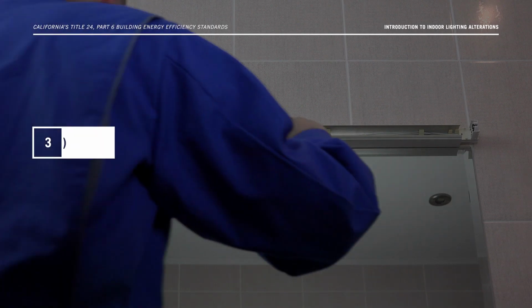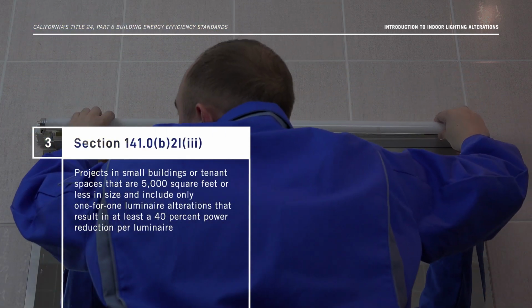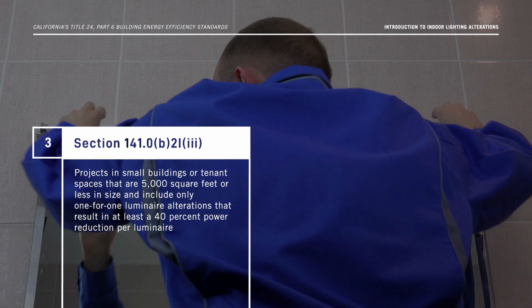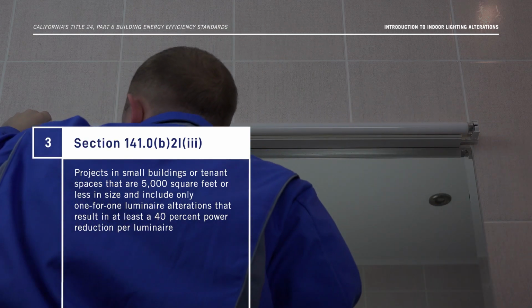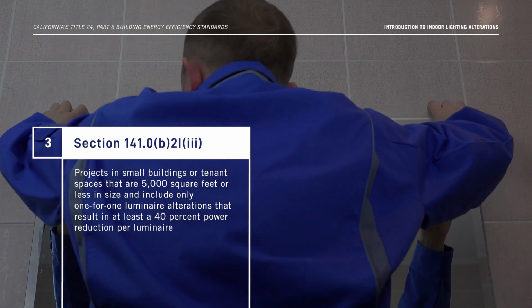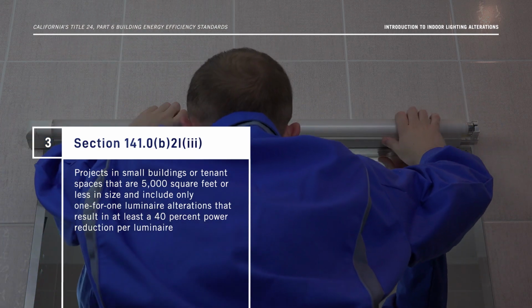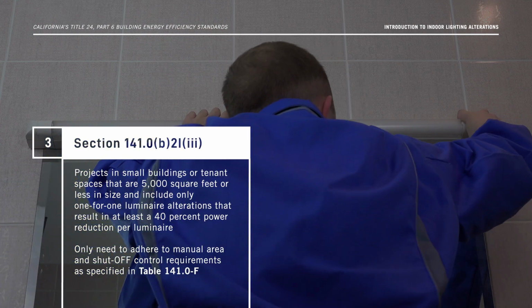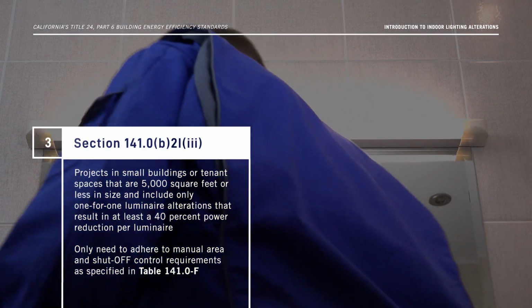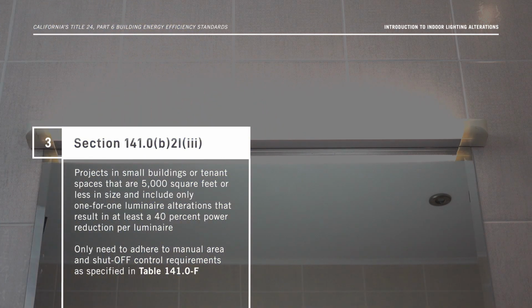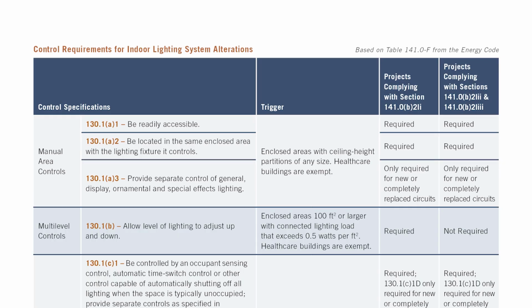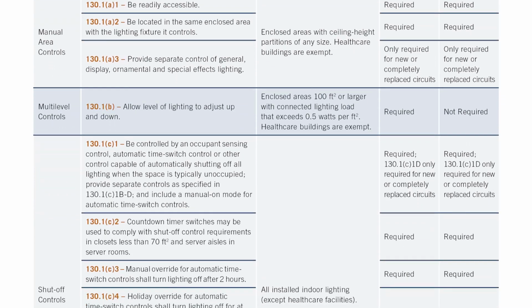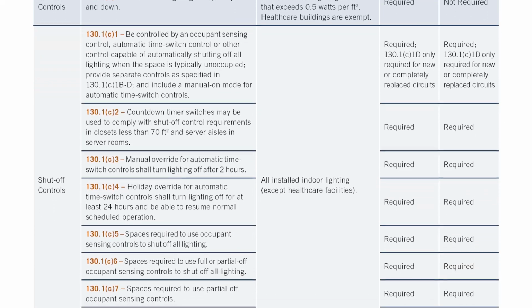Option 3 is for projects in small buildings or tenant spaces that are 5,000 square feet or less in size and include only one-for-one luminaire alterations that result in at least a 40% power reduction per luminaire. These projects only need to adhere to the manual area control and shutoff control requirements as specified in Table 141.0-F. Table 141.0-F in the Energy Code outlines control requirements for indoor lighting system alterations.